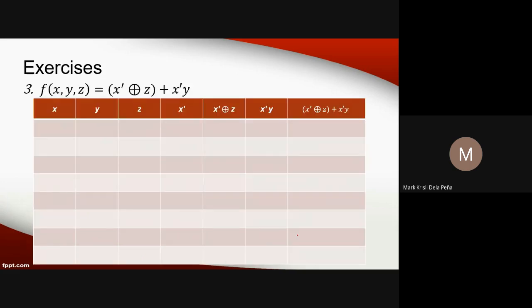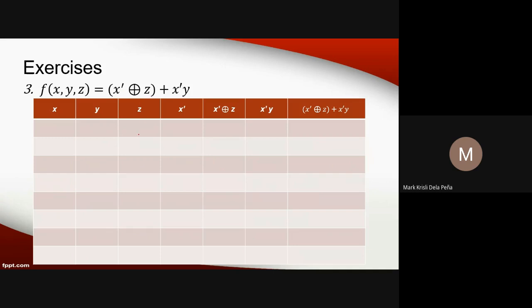Let's have the next one. We have the quantity x prime XOR z, or x prime and y. So we have three variables, x, y, and z. Take note of the placement of the variables, which means x is the leftmost, followed by y, followed by z. Take note of the arrangement of the variables. If it's written here as x, z, y, then we will have here x, z, and y.